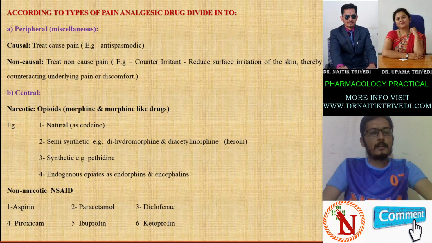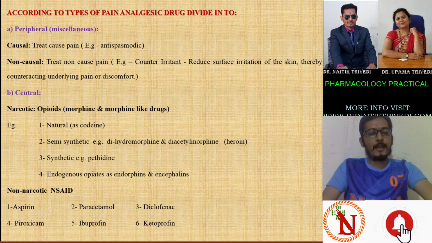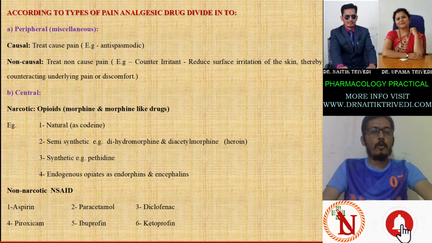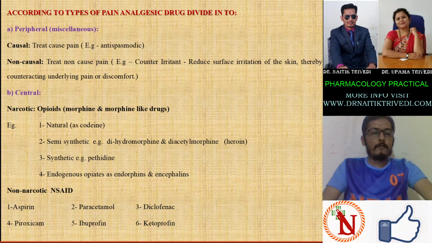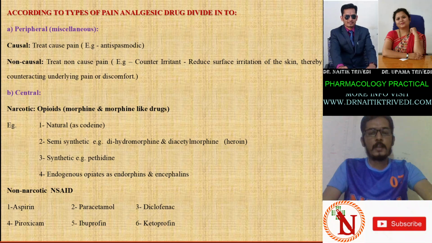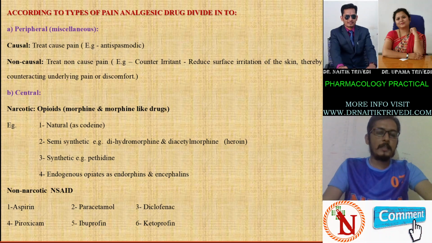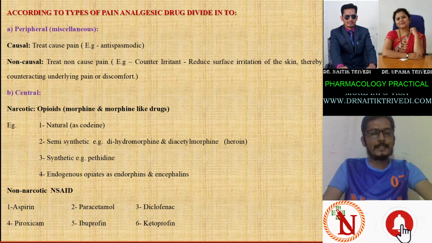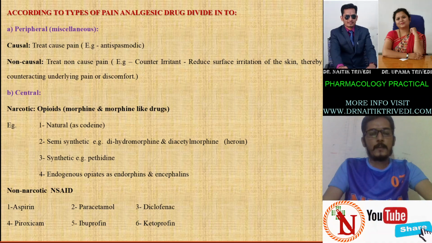Next is central, subclassified into narcotic and non-narcotic. In the narcotic, opioids, morphine and morphine-like drugs. Examples are natural, we know codeine. Second is semi-synthetic. Examples are dihydromorphine and diacetylmorphine. Next is synthetic. An example is pethidine. Fourth is endogenous opioid. Examples are endorphin and enkephalins.